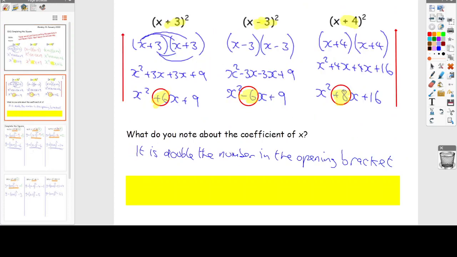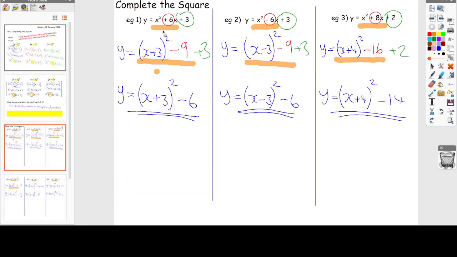Now, all we're trying to do today is rewrite this example, y = x squared + 6x + 3, in an alternative format. So the first step was to put inside the bracket half of +6. So that was +3. With the second example, put inside the bracket half of -6, which is -3. Third example, half of +8, which is +4.